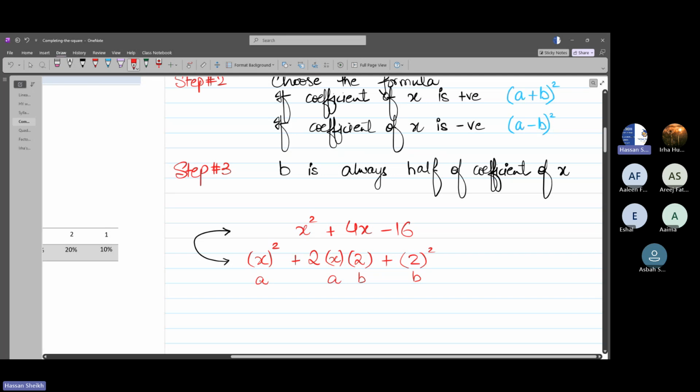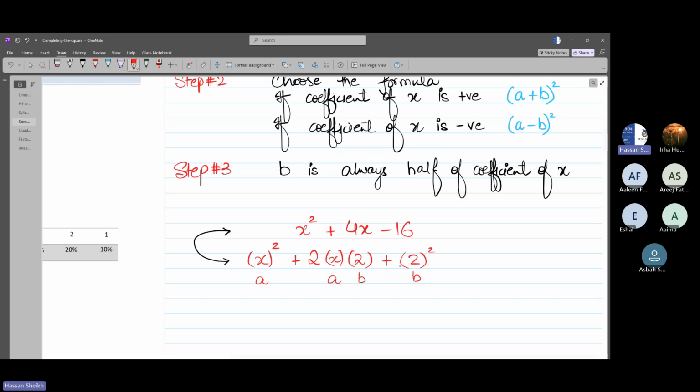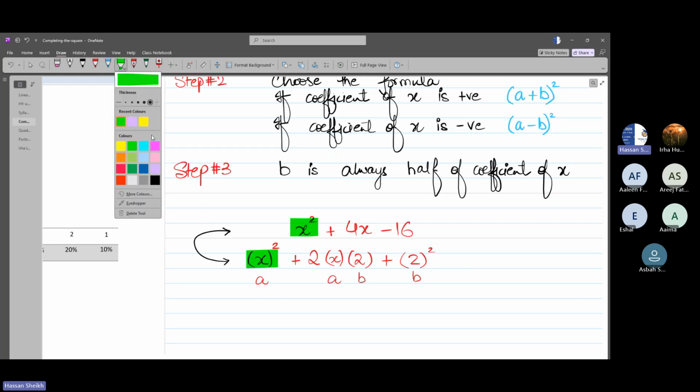A square plus 2AB plus B square is written here as X square plus 2 times X times 2 plus 2 square. Any doubt until here? No. Now check these terms one more time. This becomes this. Agree? Is there any difference between these two green highlighted terms? No.